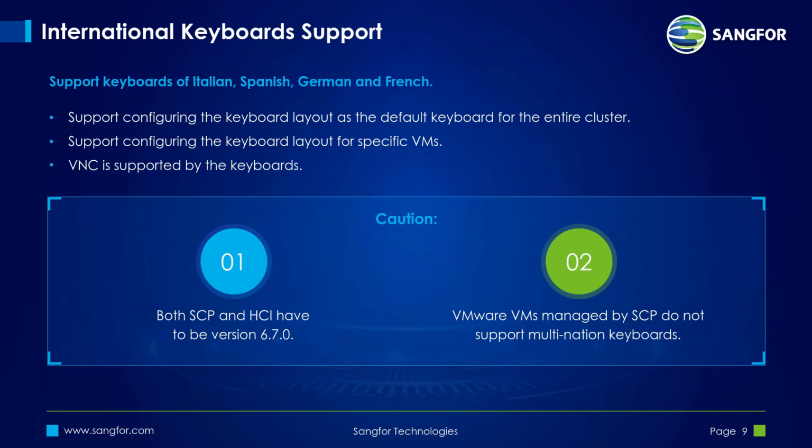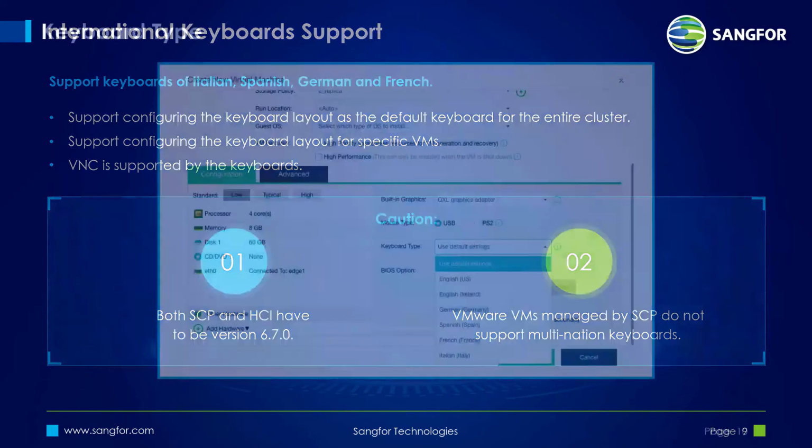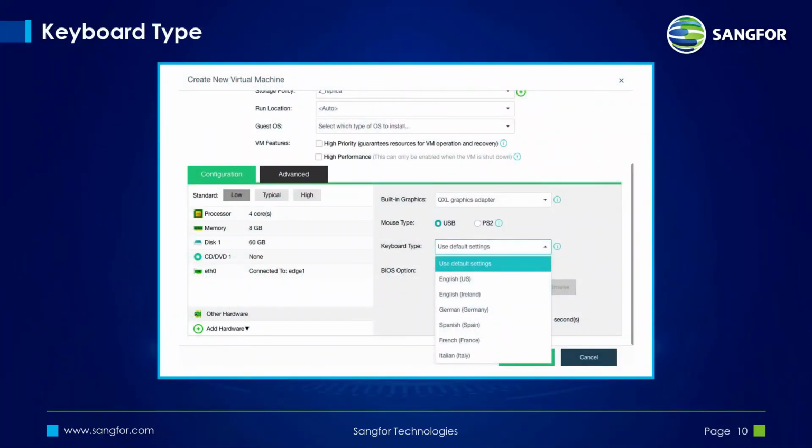And there are two cautions. Both SCP and HCI need to be version 6.7.0 or higher. VMware VMs do not support this new feature. So you are able to configure the keyboard right on the create new VM page, or you can modify the keyboard on this page.